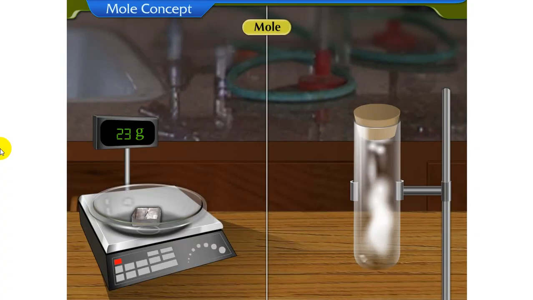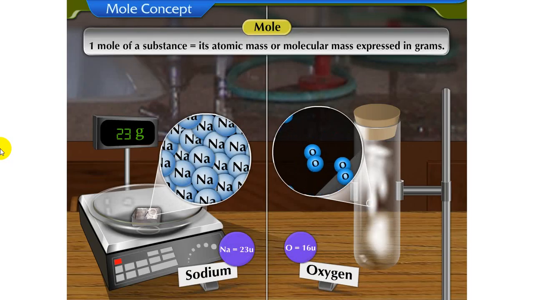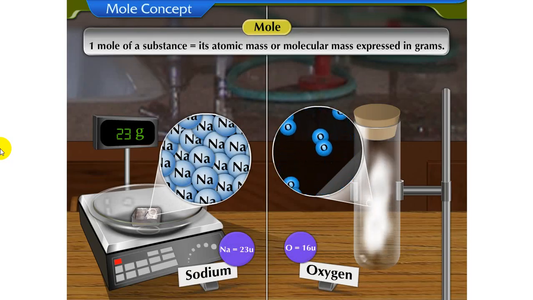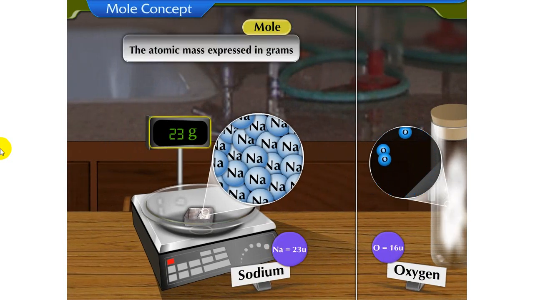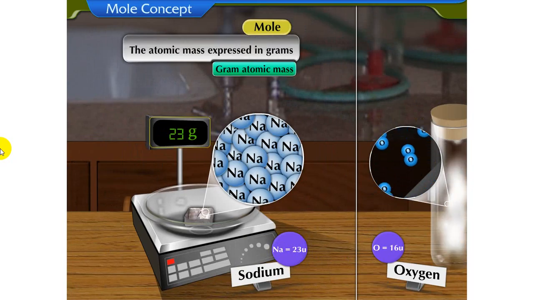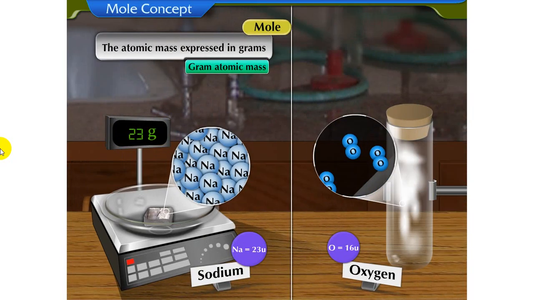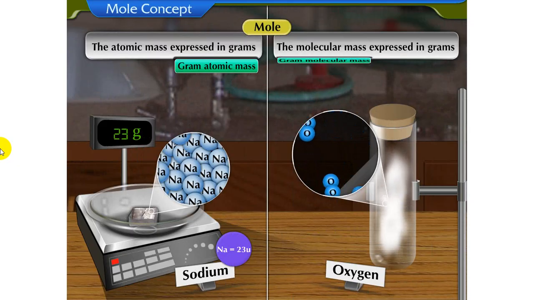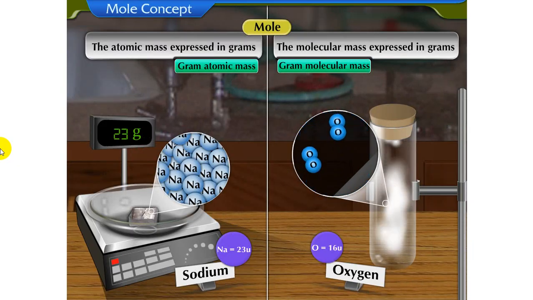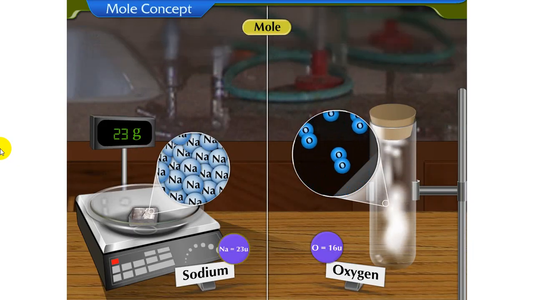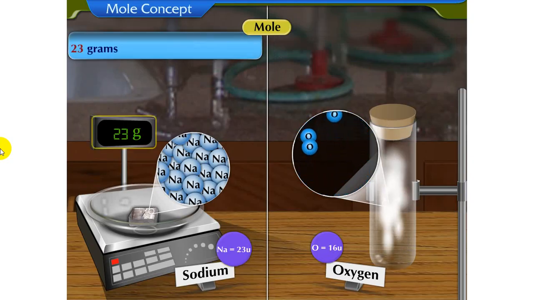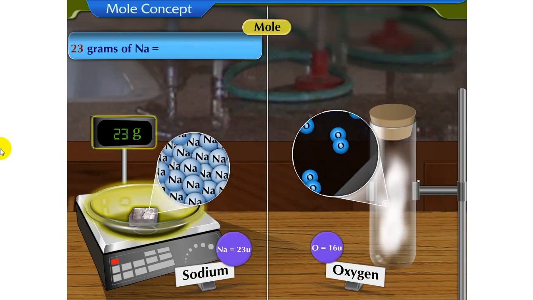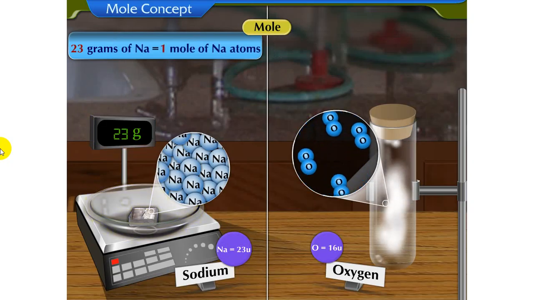Let us define a mole. 1 mole of a substance is equal to its atomic mass or molecular mass expressed in grams. The atomic mass expressed in grams is the gram atomic mass. The molecular mass expressed in grams is the gram molecular mass. The atomic mass of sodium is 23 grams. Therefore, 23 grams of sodium is equal to 1 mole of sodium atoms.